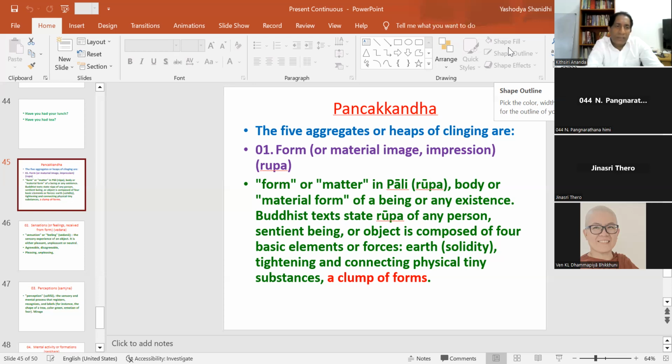Buddhist texts state that Rupa of any person, sentient being, or object is composed of four basic elements, four great elements, four forces. What we call Satara Maha Bhuta: Patavi, Apu, Tejo, Vayu. Patavi is the earth element.